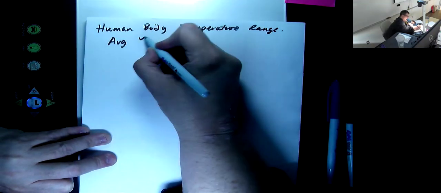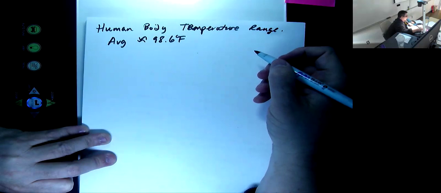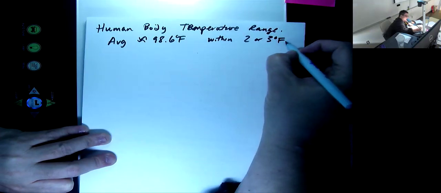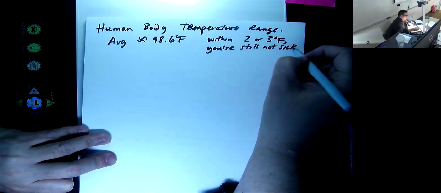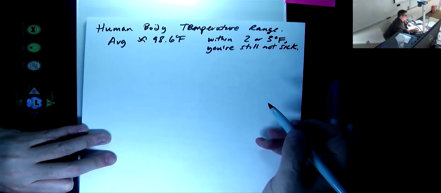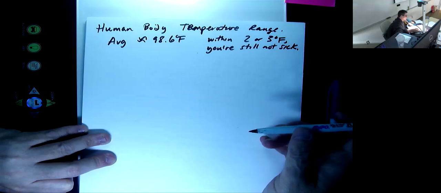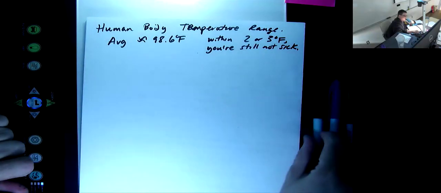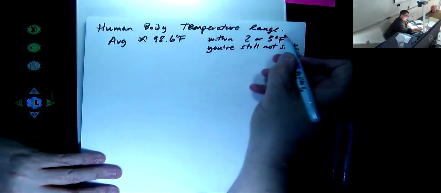The average is what, 98.6 degrees Fahrenheit? And within maybe 2 or 3 degrees, you're still not really sick. Sometimes we run a little bit hotter or colder, but if it's more than that, that's where you start having like, I'm not feeling well. You actually notice it. Where this translates to absolute values, let's say it's 3 degrees. Let's go with 3 degrees.